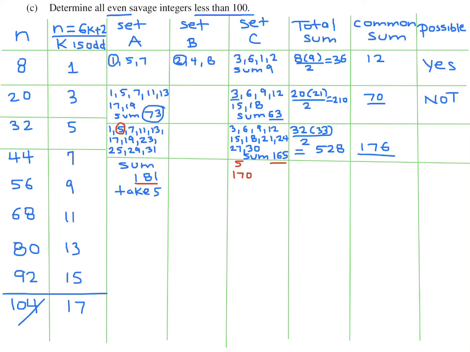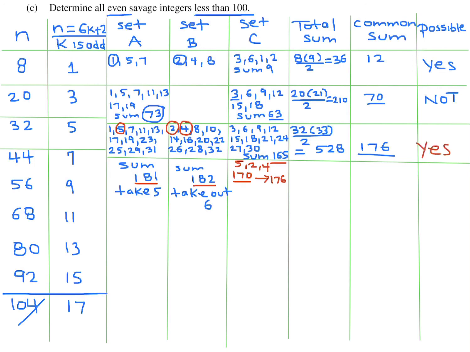All right, we're not quite done though because we've got to look at set B. So here's set B. That sum is 182. Okay, I got to make it 176. So how do I do that? I've got to take out 6. Is that possible? Sure. I can take out the 2 and the 4 and put those guys over here. That would make this sum go down to 176. It would make this sum go up to 176, and we are set. So therefore, this is a big yes right here. All right, so now we've got 2 savage numbers.